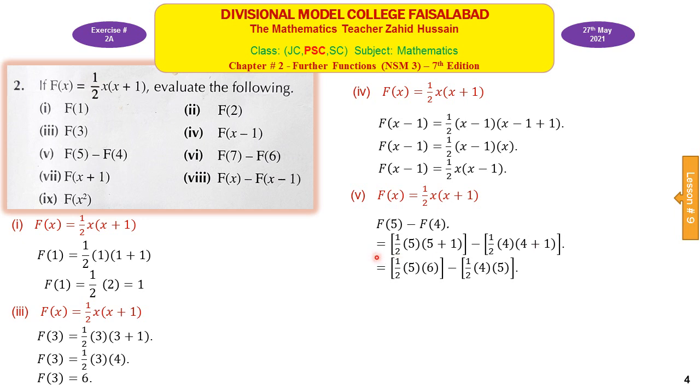Simplify within the brackets: 1 over 2 into 5 into 6 minus 1 over 2 into 4 into 5. This 6 will be cancelled with 2. 2 3s are 6 and 3 5s are 15. This 4 will be cancelled with this 2. 2 2s are 4 and 2 5s are 10. So from this bracket we get 15, and from here we get minus 10, and subtracting 10 from 15 we will get 5. So the value of this expression is equal to 5.